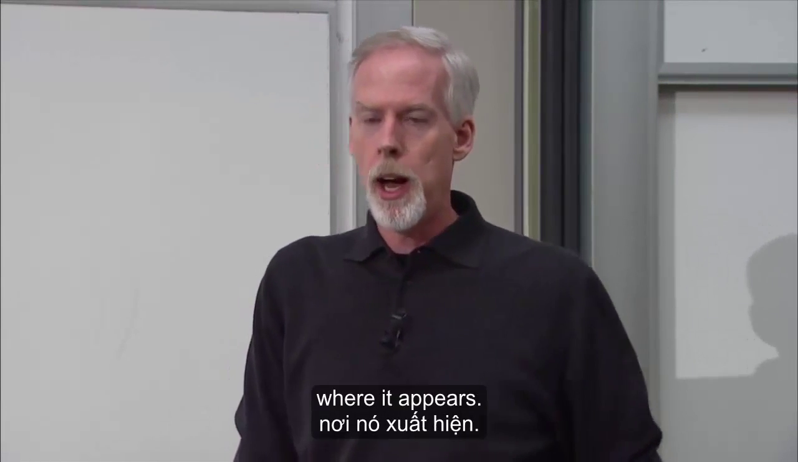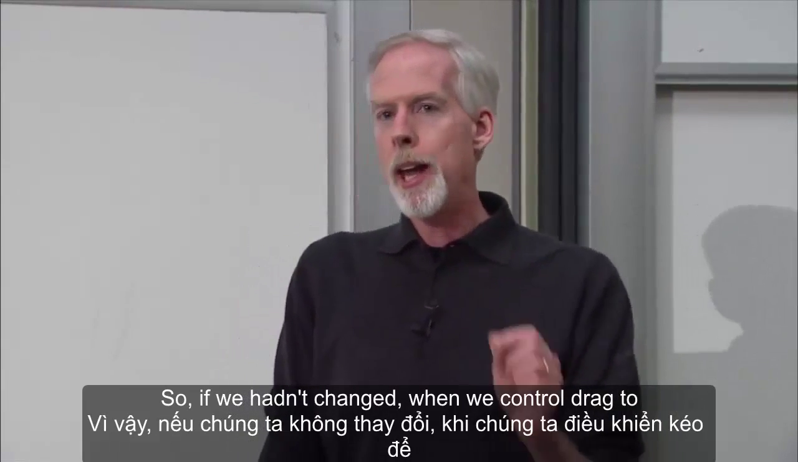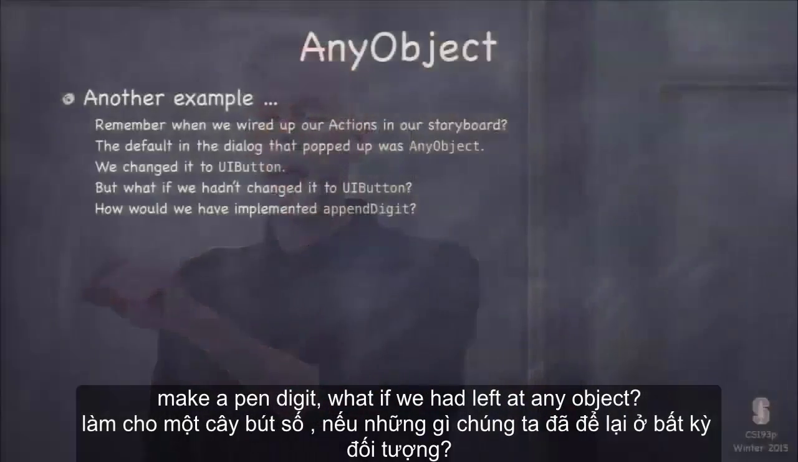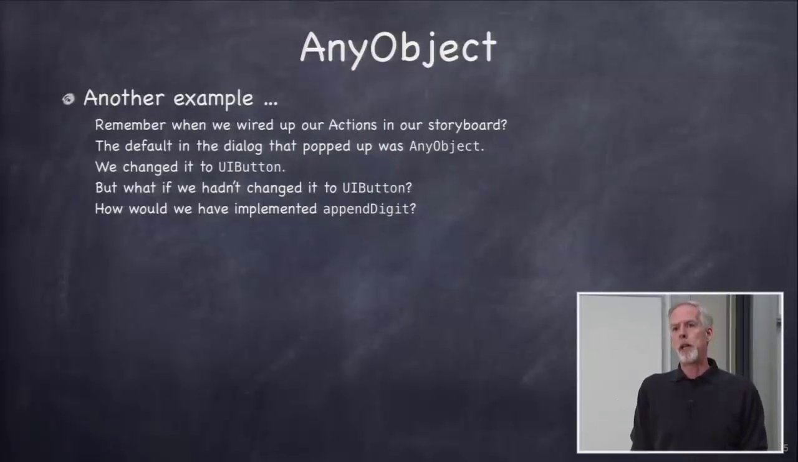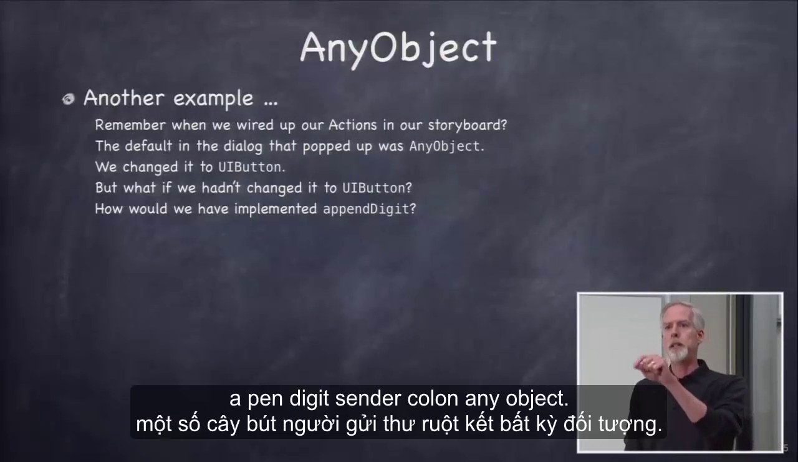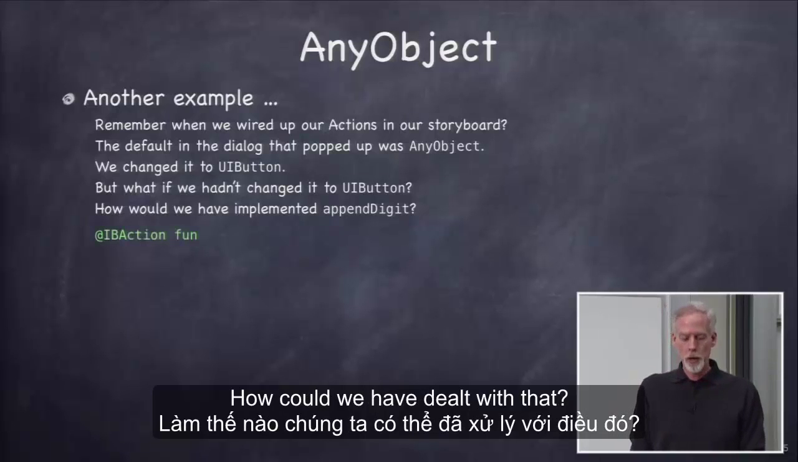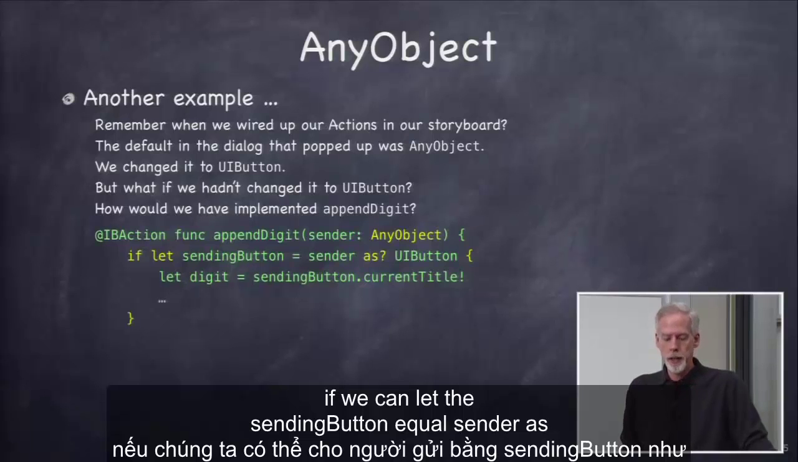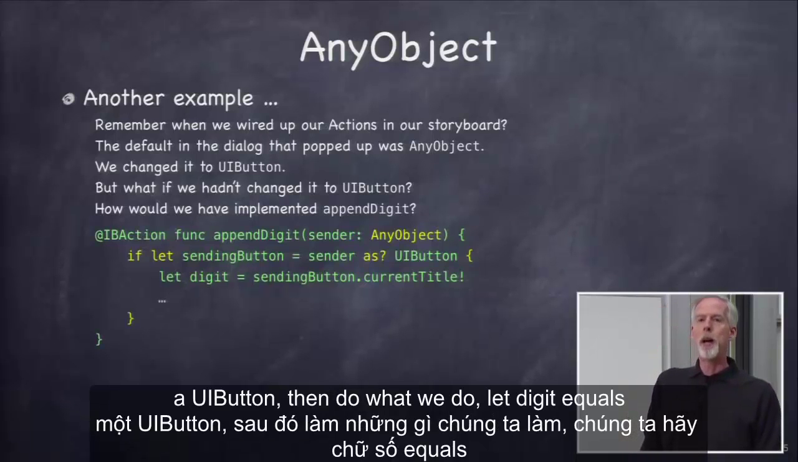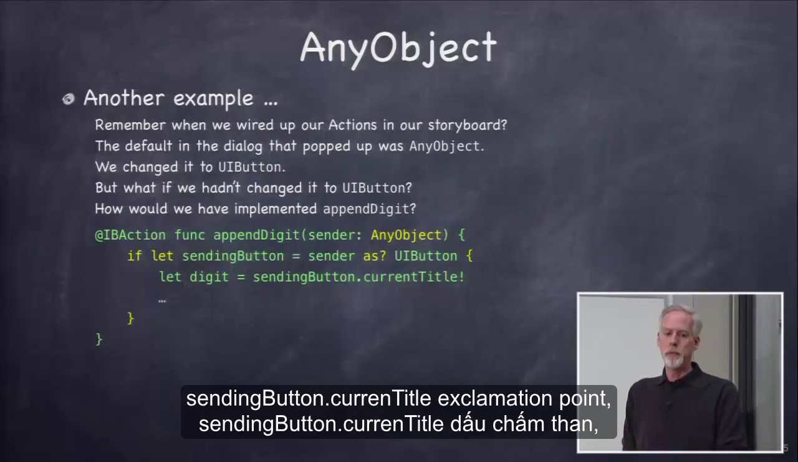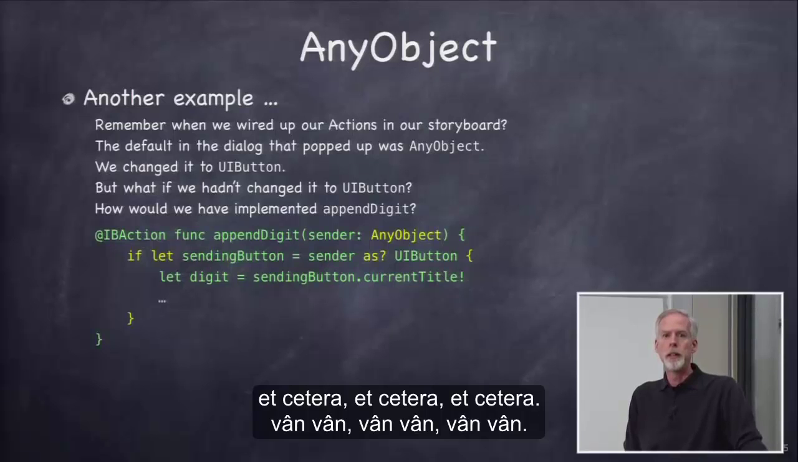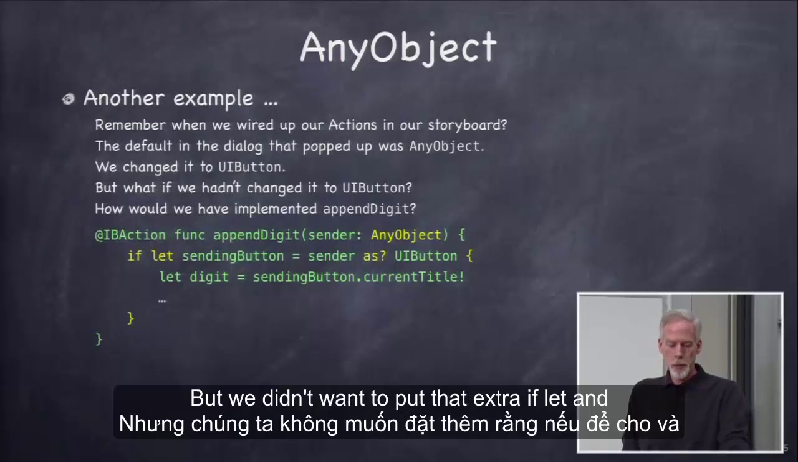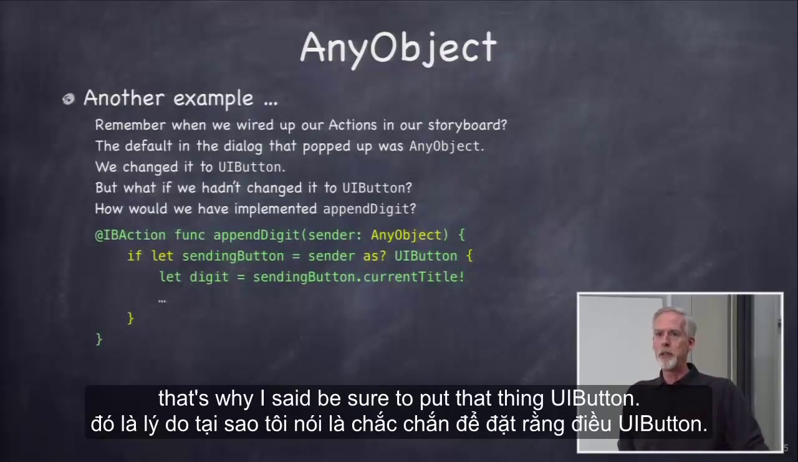Another example of AnyObject and where it appears. If we hadn't changed it, when we control dragged to make appendDigit, what if we had left it AnyObject? Okay, so we had appendDigit sender colon AnyObject. How could we have dealt with that? Well, we just would have said, if let sendingButton equal sender as? UIButton, then do what we do. Let digit equal sendingButton.currentTitle, exclamation point, et cetera. Make sense? But we didn't want to put that extra if let, and I hadn't taught you about as, so that's why I said be sure to put that thing UIButton. All right?